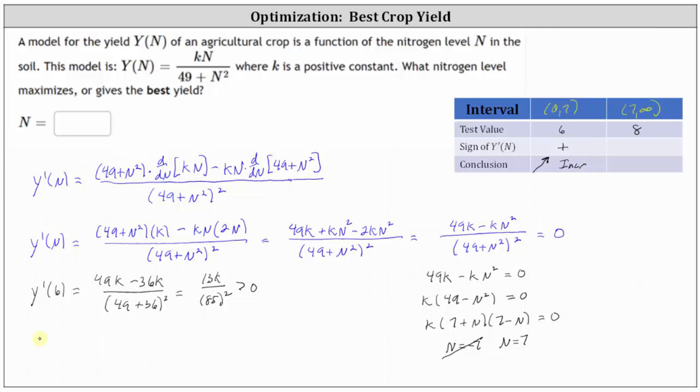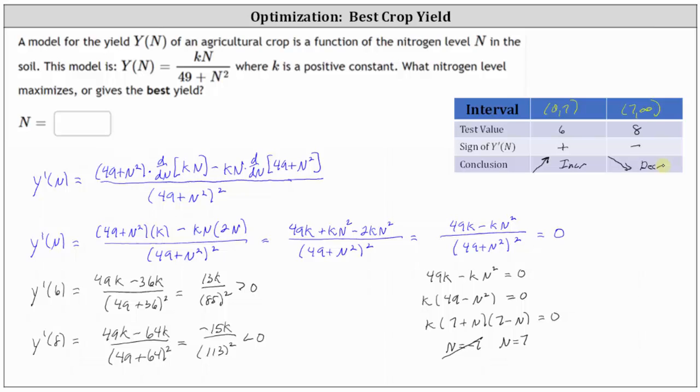And now we'll determine the sign of Y prime of 8, which is equal to 49k minus k times n squared, which is now k times 8 squared, or 64k, divided by the square of 49 plus n squared, which is 64. Simplifying, we have negative 15k divided by the square of 113. Again, we can stop here. We know k is positive, so because we have a negative here, this quotient is negative, or less than 0, and therefore the derivative is negative over this interval, indicating Y(n) is decreasing over this interval.